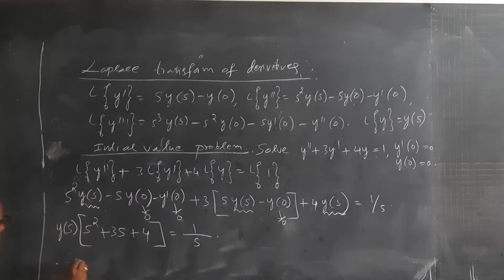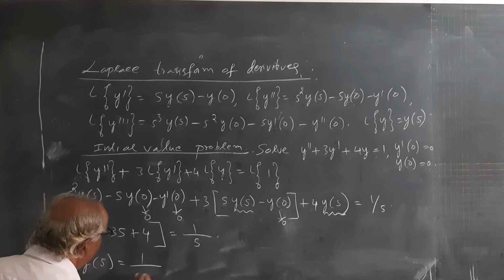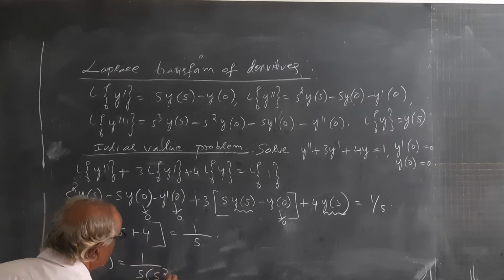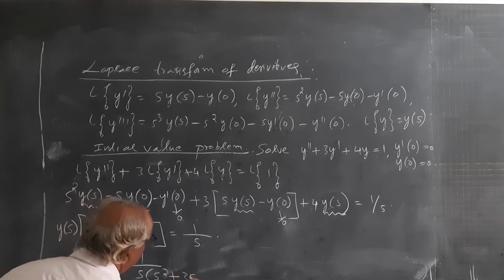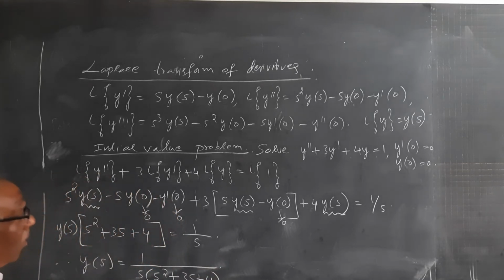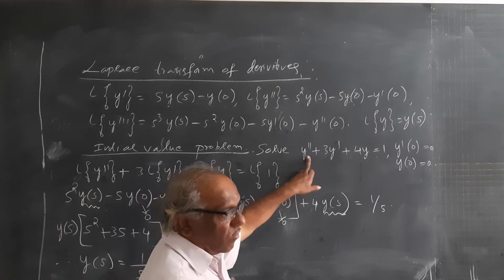So, therefore, what I got is Y(s) is equal to 1 by s divided by s squared plus 3s plus 4. This is my Y(s). But what is required? I have to solve. Solve means I have to find the solution.